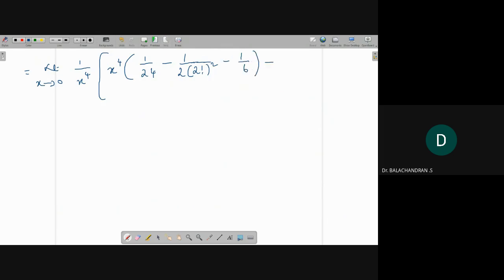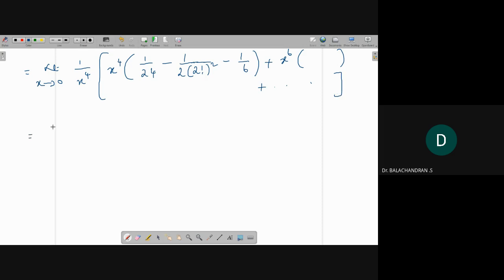Okay. Plus, you need to take the coefficient of x power 6. I don't bother about the coefficient of x power 6. The reason is, after dividing by x power 4, here we have x square. If you allow x tends to 0, this is going to 0 anyway.